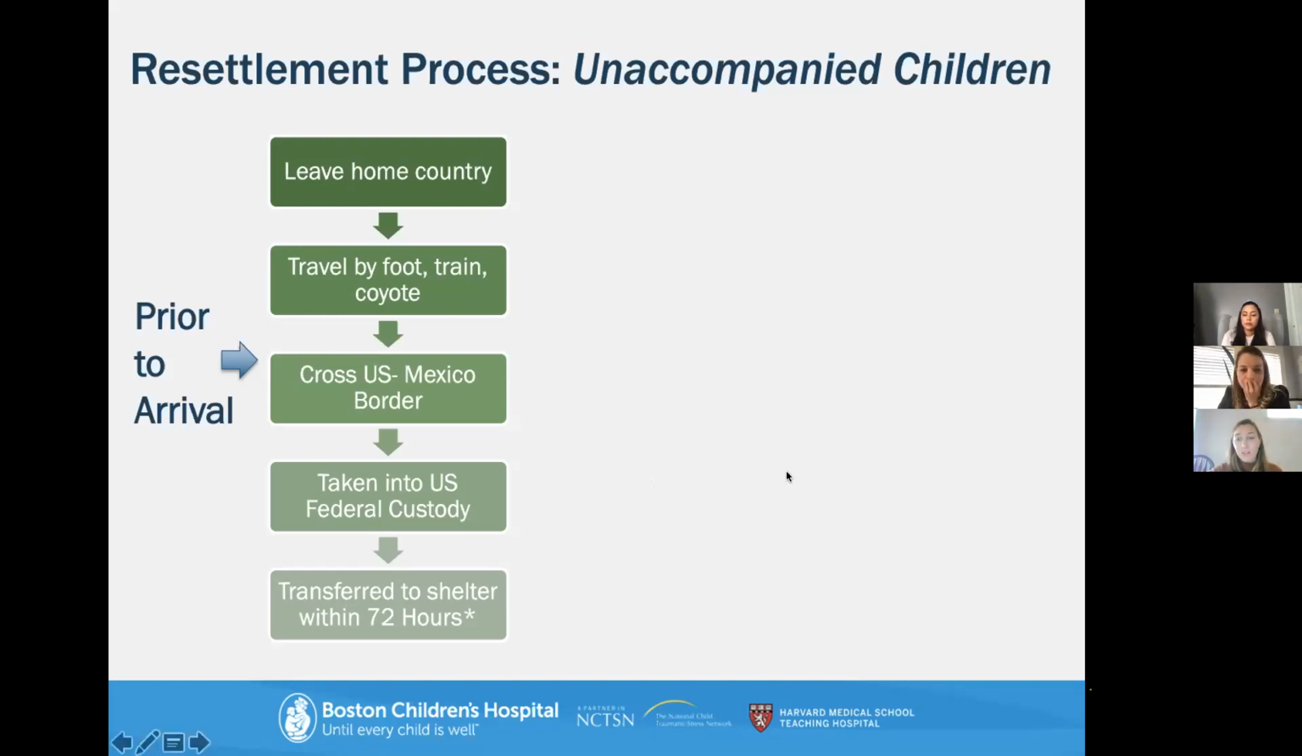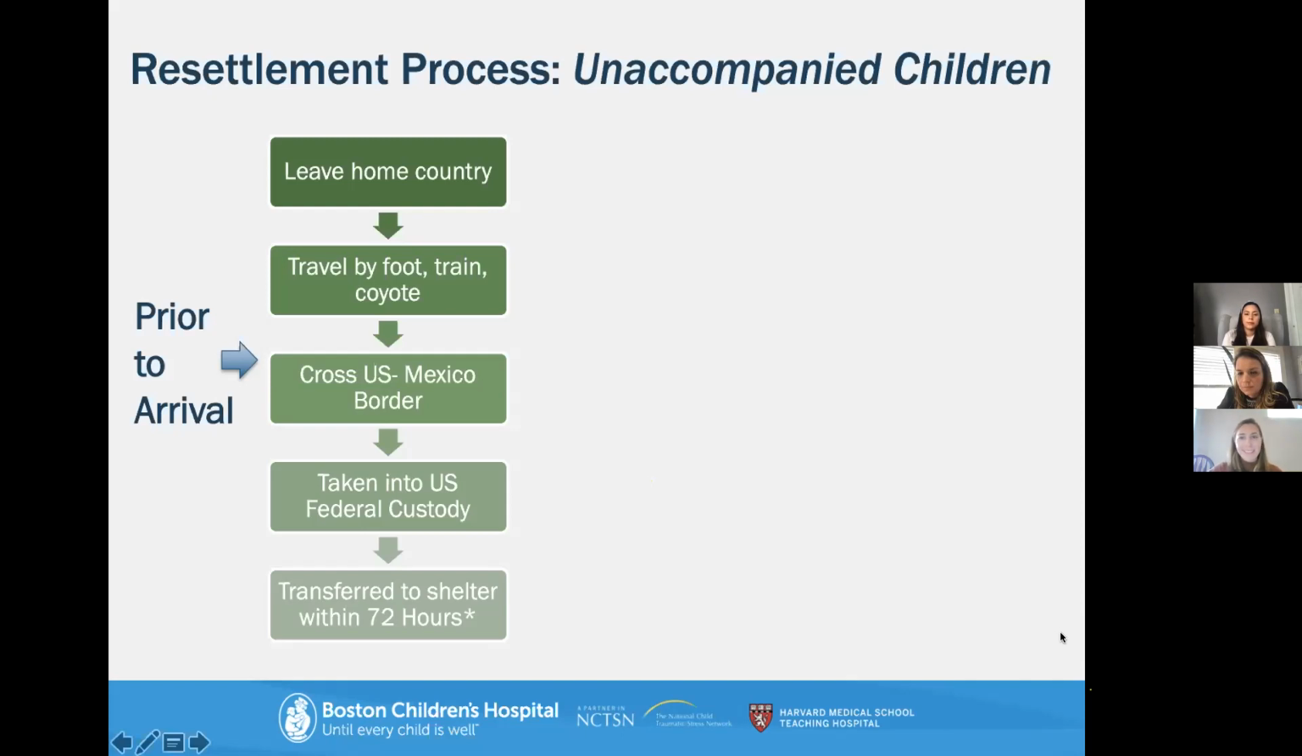If you are a child and you are picked up by Border Patrol, you are taken into U.S. federal custody. You might have seen the images in the media of the children in the foil marathon blankets in the indoor fenced-in areas. They're sort of detained legally. How things should go is, within 72 hours, if you're identified as being under 18, you should be transferred to a youth shelter.